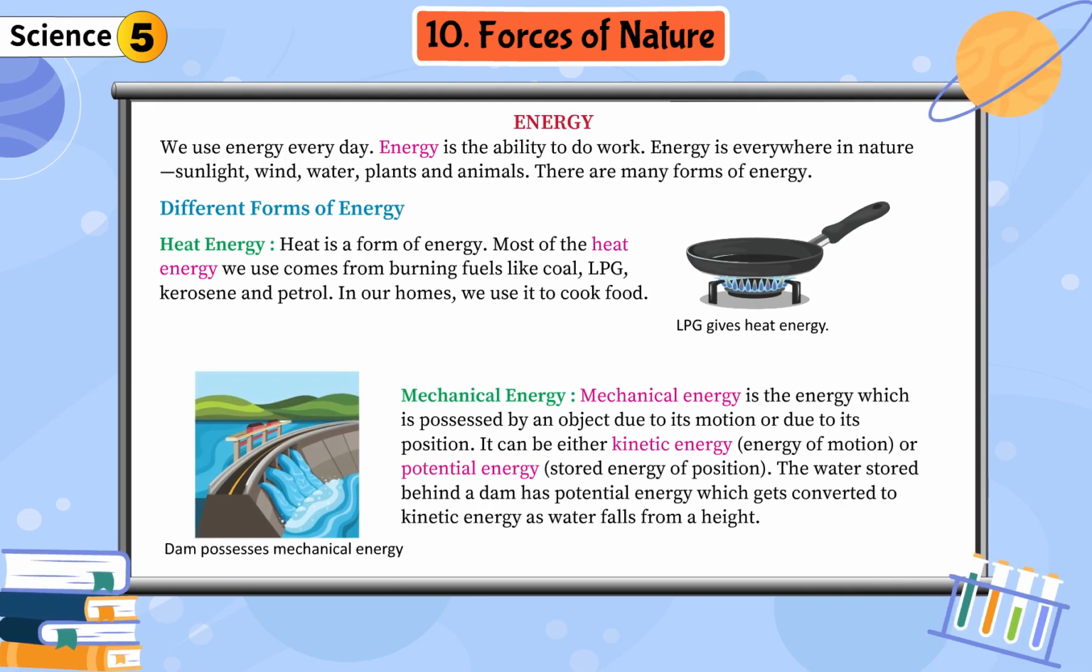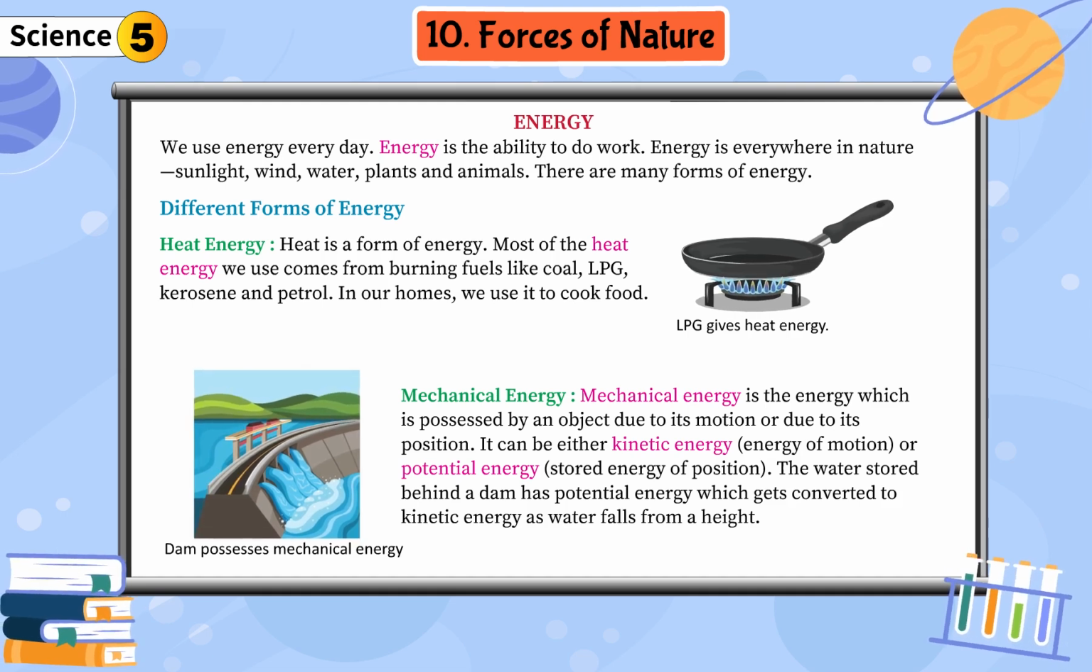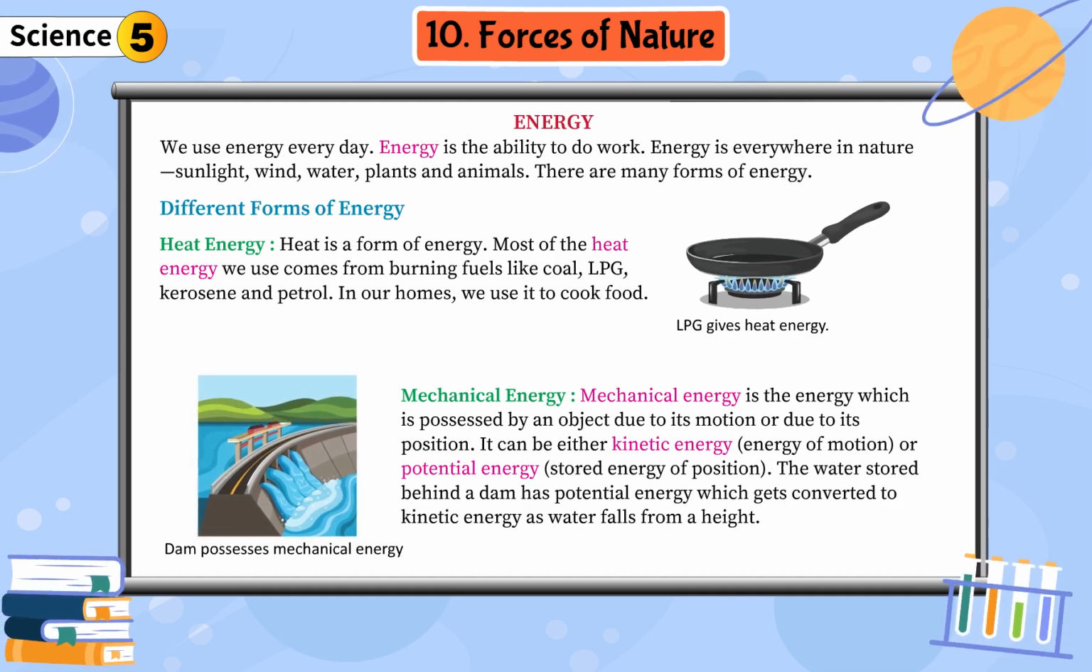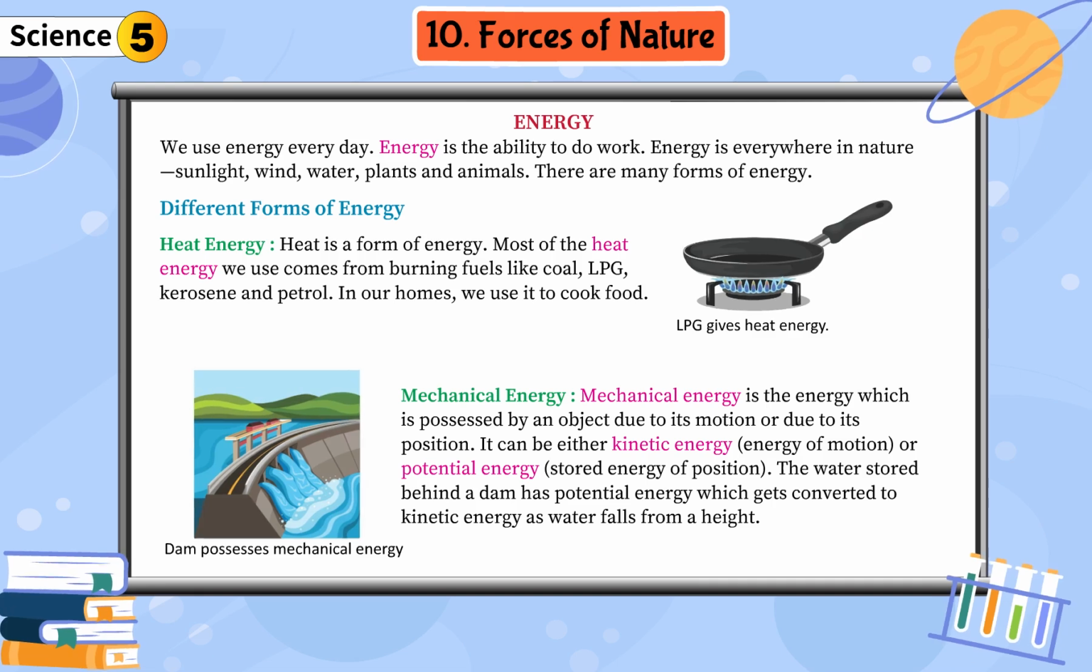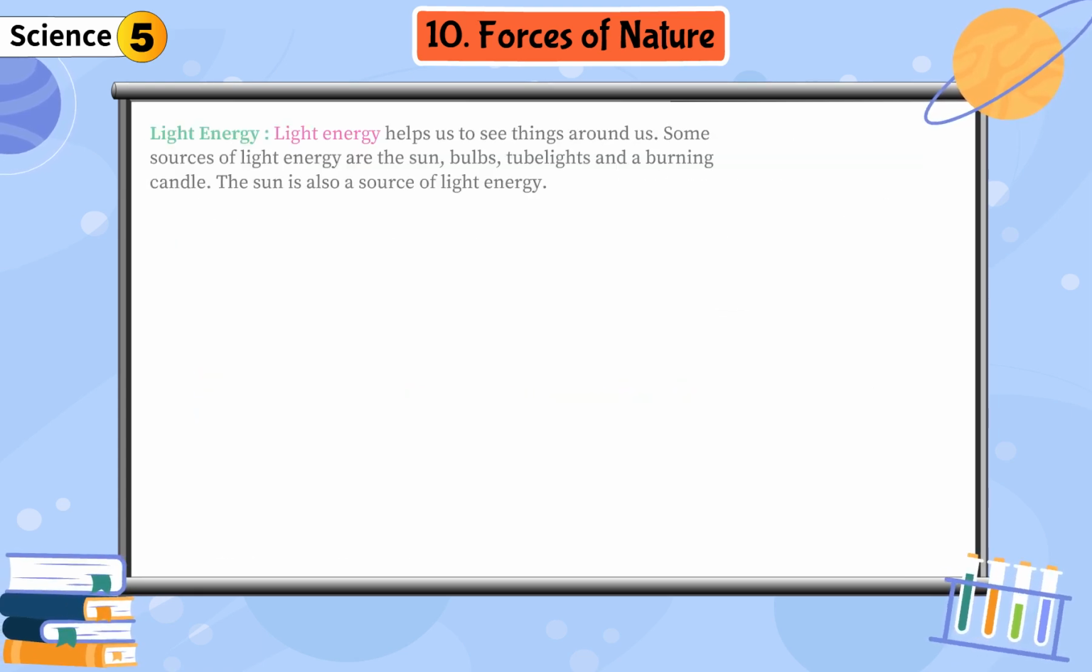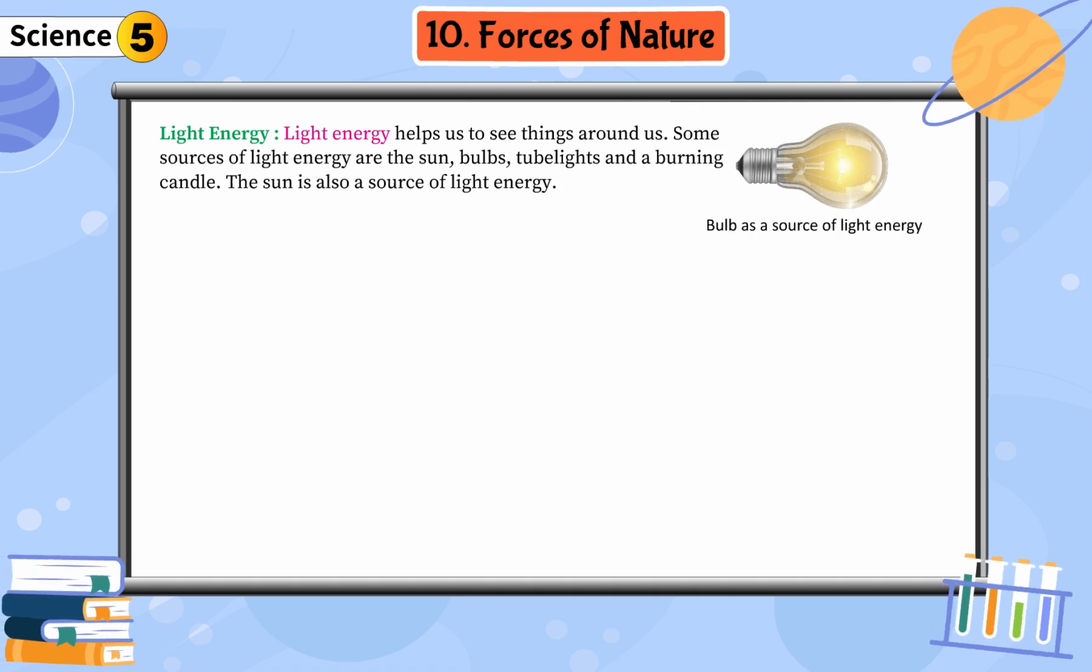Mechanical energy. Mechanical energy is the energy which is possessed by an object due to its motion or due to its position. It can be either kinetic energy, energy of motion, or potential energy, stored energy of position. The water stored behind a dam has potential energy which gets converted to kinetic energy as water falls from a height.